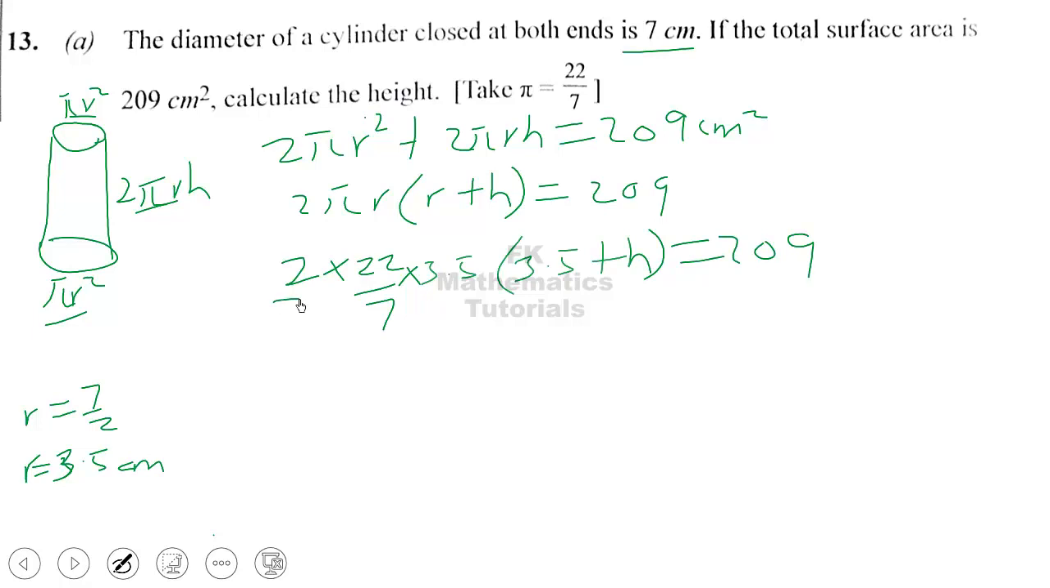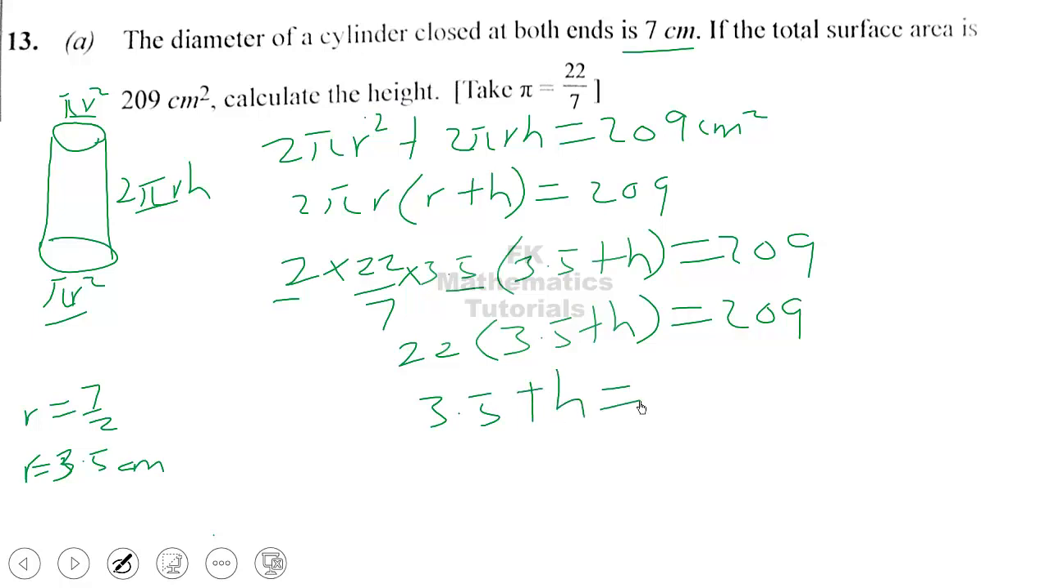So 2 times 3.5 will be 7. So 7 will cancel 7. So we have 22 that is left here. 22 times (3.5 plus h) is equal to 209. Now I divide both sides by 22. And what would that give us? Let me check on the calculator. So 3.5 plus h is equal to 209 over 22, which is 9.5.